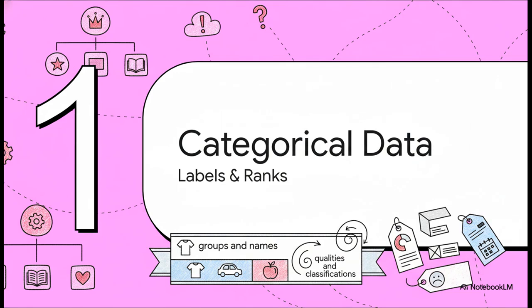Let's start with categorical data. This whole family is about qualities, labels, and different classifications. We're not dealing with numbers you can add or subtract here. Nope. We're talking about groups and names.